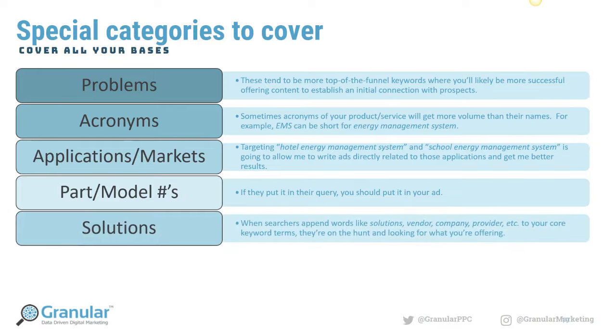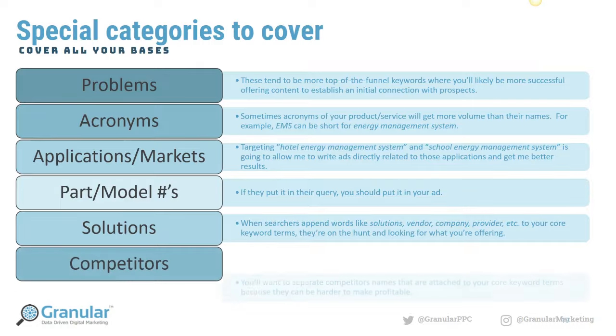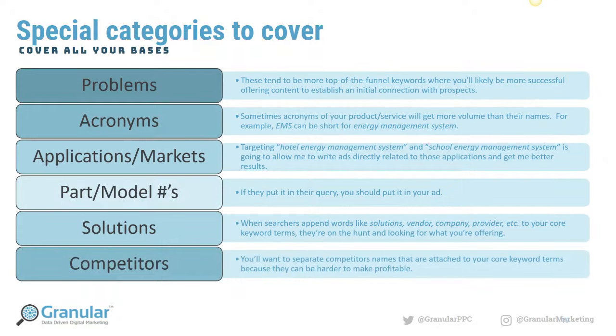Solutions. When searchers append words like solutions, vendor, or company to their core keyword terms, that's a transactional phrase. They're probably ready to buy, so you want to prioritize those. And then competitors. Your competitor names, especially if they're much bigger than you and have a large market share, you want to separate out into their own campaigns and target differently. Those can be a bit harder to make profitable, but you don't necessarily want to ignore them.